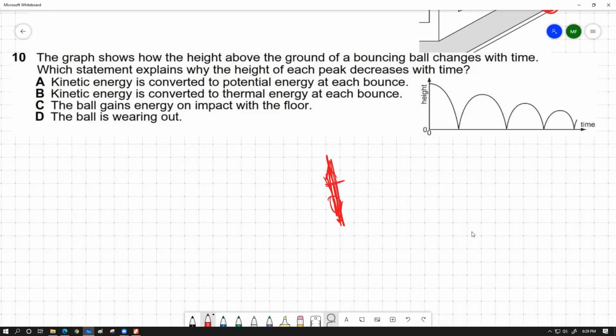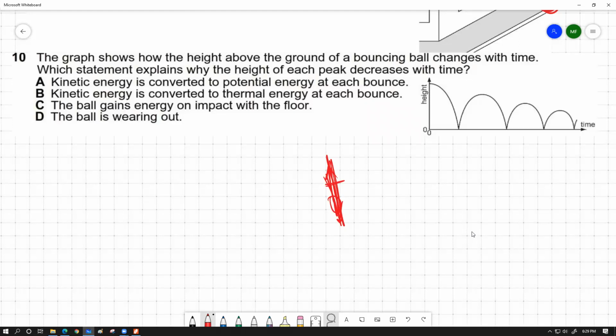In B, it says kinetic energy is converted to thermal energy at each bounce. Now, this might actually be correct, because it mentions thermal energy, which is basically a loss. But the reason I'm saying this one might be correct is that it says the kinetic energy is converted to thermal energy at each bounce.